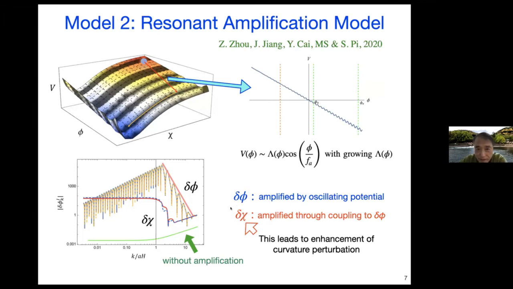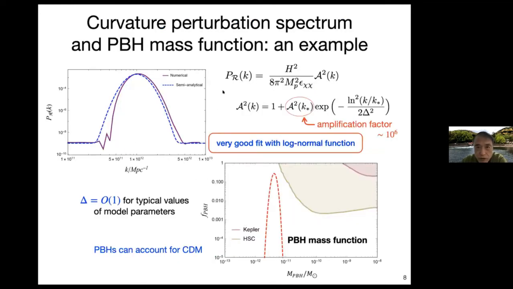So, although originally delta phi is enhanced, the final curvature perturbation is controlled by the amplitude of delta chi. But delta phi plays a very important role later in the gravitational wave context. I will come back to that soon. Anyway, as for the curvature perturbation spectrum, you have a huge enhancement like this. One typical example has an enhancement factor of about a million times greater.